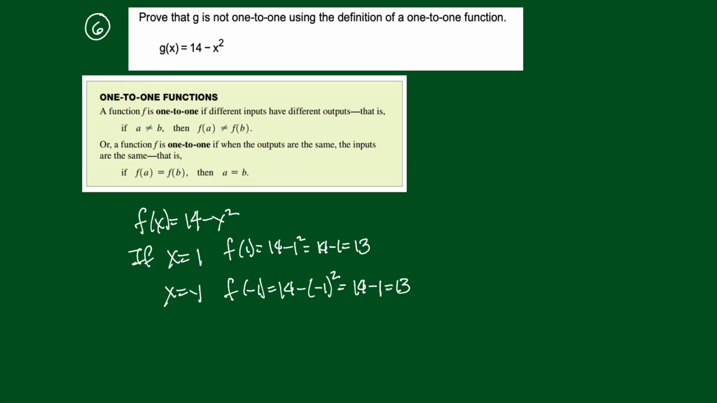All right, so do you see what's happened here? I have that 1 is not equal to negative 1, but what I get is that f of 1 is equal to f of negative 1, meaning that two different inputs give us the same output. Now what this tells us is that it is a function because one input goes to exactly one output, but one output I can get using two different inputs, right? I can get 13 using x equals 1 and negative 1.